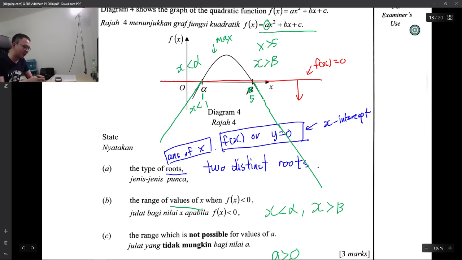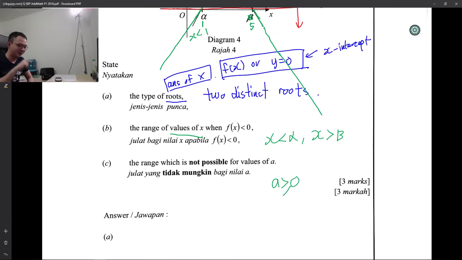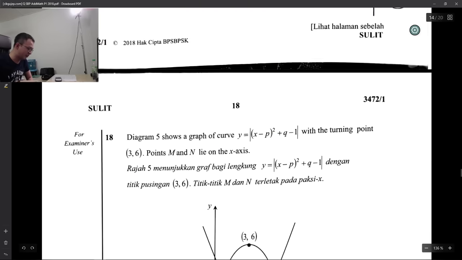But without a number, we will just assume that when below the x-axis, which is f(x) less than 0, the x value must be less than alpha, or the x value must be bigger than beta. This is what I understand when f(x) is less than 0. You need to be able to understand it from the graph itself. Okay, so let me move on.